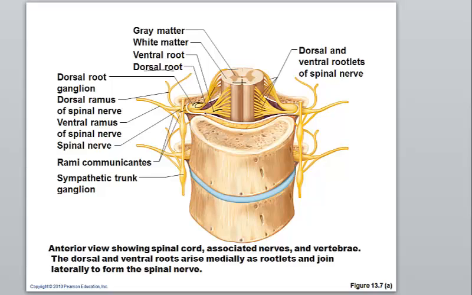Now the spinal nerve, as soon as it comes out of your vertebral column, it actually divides. It divides into ramus. You have your dorsal ramus, you have your ventral ramus, and you have your rami communicans. We're going to talk about all those things now.